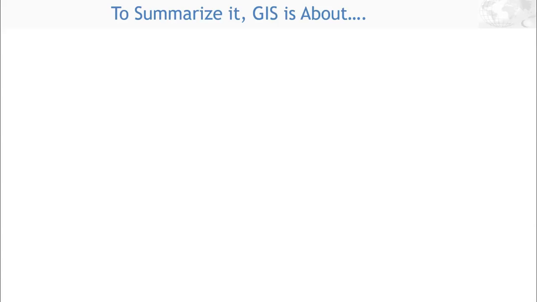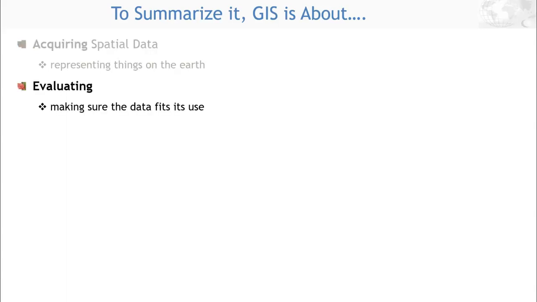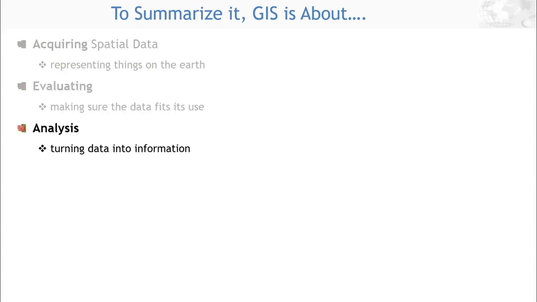To summarize, GIS is about acquiring spatial data through field data collection or from geodatabases and geoportals. GIS also involves evaluating the quality of the geospatial data and assessing its fitness for use in relation to the project needs. In GIS, we are mainly concerned with geometric accuracy and attribute accuracy. We'll talk about these later in the course.